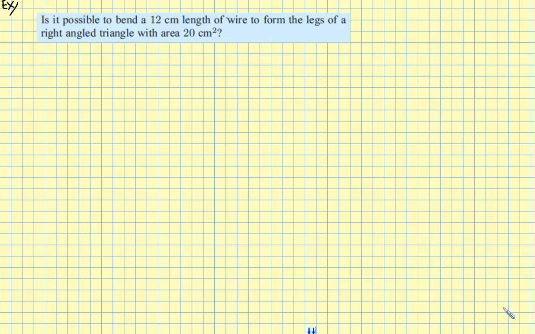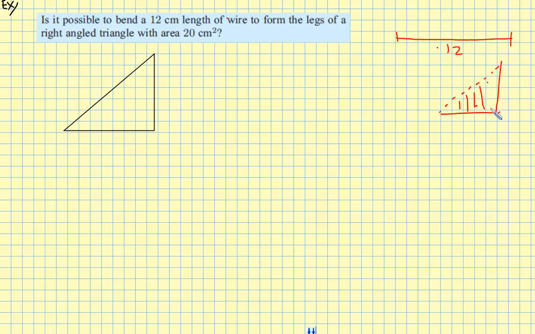All right, let's take a look at the next question. The next question is basically asking, is it possible to bend a 12 centimeter length of wire to form the legs of a right-angled triangle with area 20 centimeters squared? So the first thing I would do is definitely draw out my triangle. The amount of wire that you have, we know, is 12 centimeters. And what it's asking is, can we bend this in such a way that it will make a right-angled triangle with an area of 20?